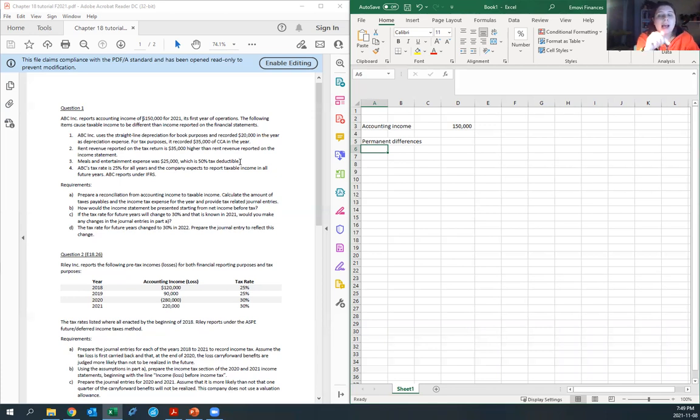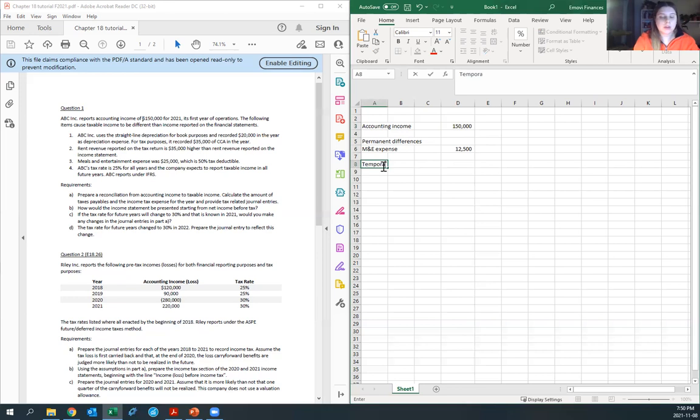So you're going to want to add back 50% of your meals and entertainment expense to get to your taxable income. So meals and entertainment expense is $25,000 times 50%. I added it back as a positive because here I took it out. It reduced my accounting income. So now I want to add it back and increase my taxable income for the amount that I deducted earlier. And that's the only permanent difference for that question.